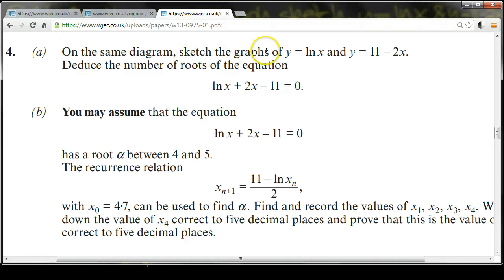On the same diagram, sketch the graphs of y equals ln x and y equals 11 minus 2x. Deduce the number of roots of the equation here. You may assume that this equation has a root alpha between 4 and 5.